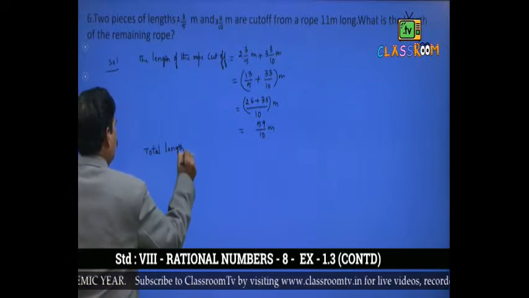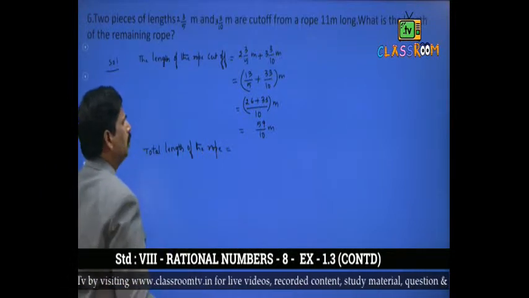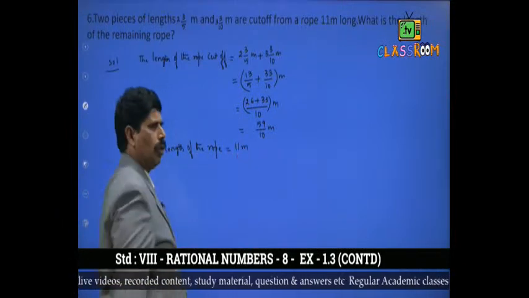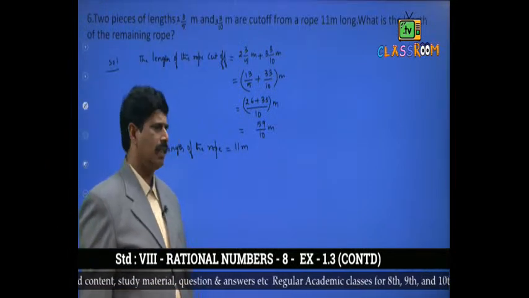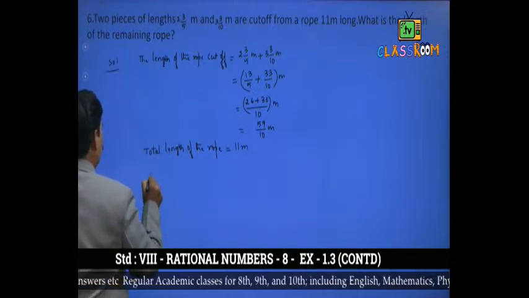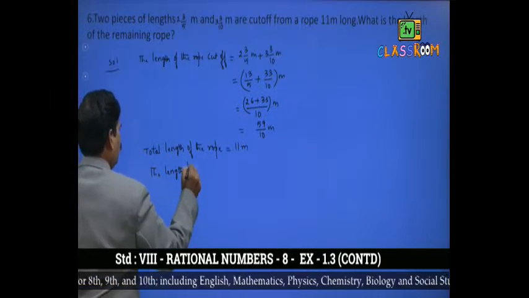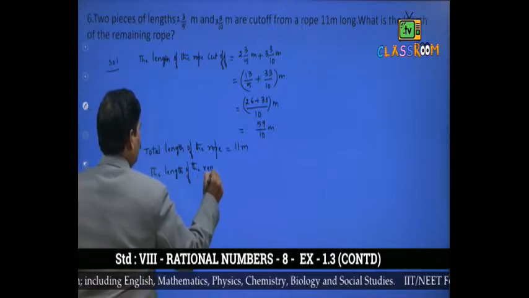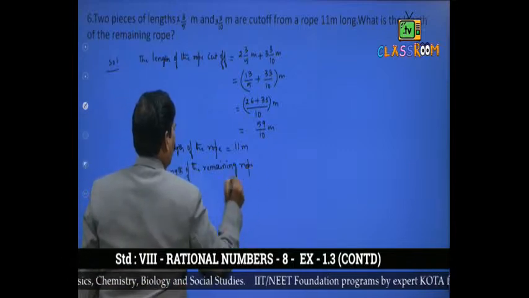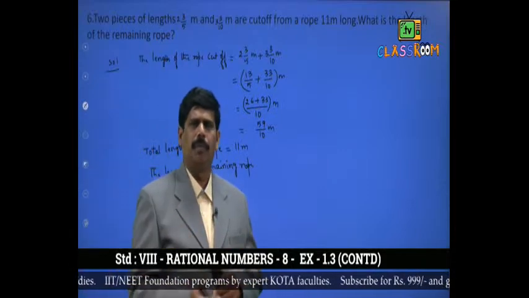Total length of the rope is equal to, what is the total length of the rope? 11 meters. The total length of the rope is given as 11 meters. So now what is the length of the remaining rope? Therefore, the length of the remaining rope is equal to 11 meters, the actual length of the rope.